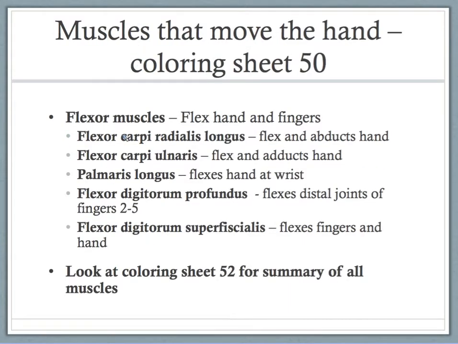Your flexor muscles do the opposite. They flex your hand and your fingers. So if you flip your hand over, so your palm is up, you have your flexor carpi radialis longus, your flexor carpi ulnaris, your palmaris longus, your flexor digitorum profundus, and your flexor digitorum superficialis. All of these function to flex your fingers and can eventually flex your wrist as well. But if you flip, so palm up and you look at your forearm, this is where your flexors are. So when you contract, you make a fist, the muscles on this side of your forearm are contracting to make that happen.